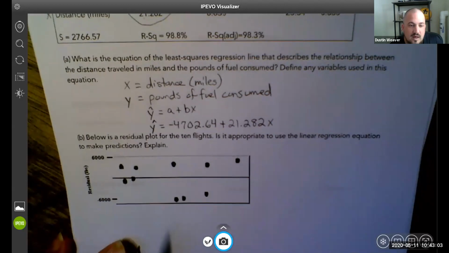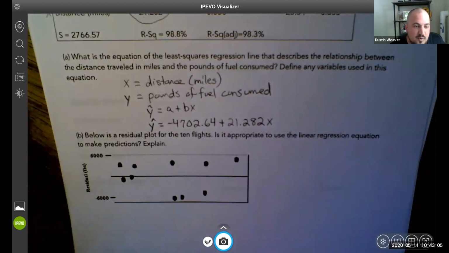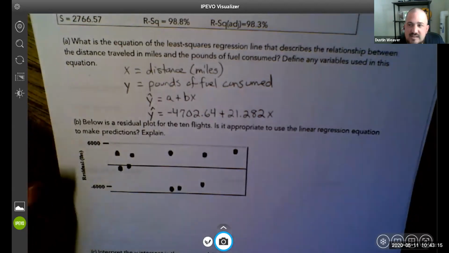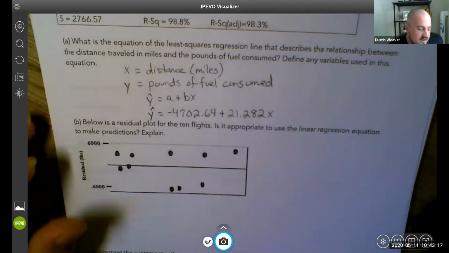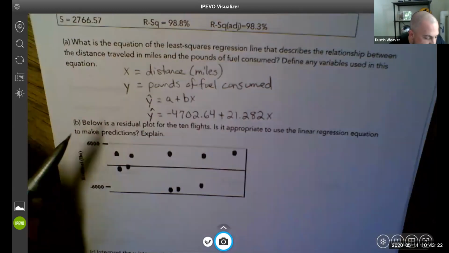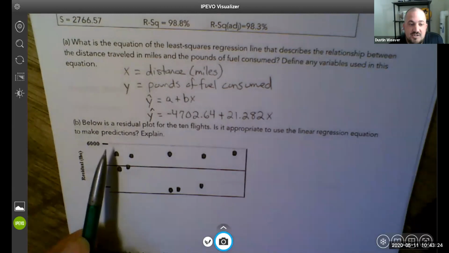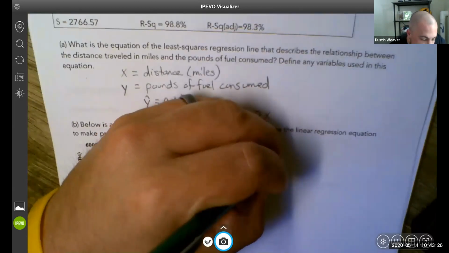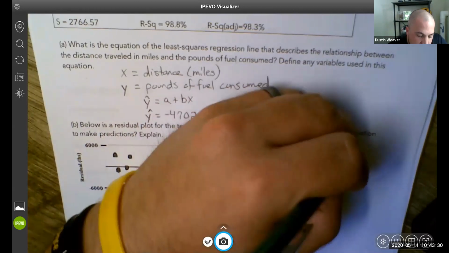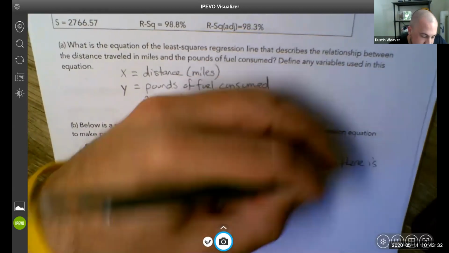Below is a residual plot for the 10 flights. Is it appropriate to use the linear regression to make predictions? So do you see any obvious pattern in this data? In this residual plot, is there any obvious pattern? I don't see it, so we say no. Is it appropriate to use a linear regression equation to make predictions? We say yes, because there is no obvious pattern.